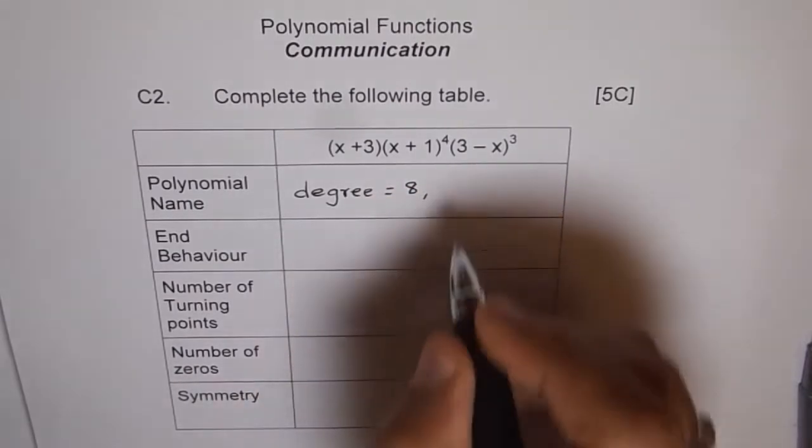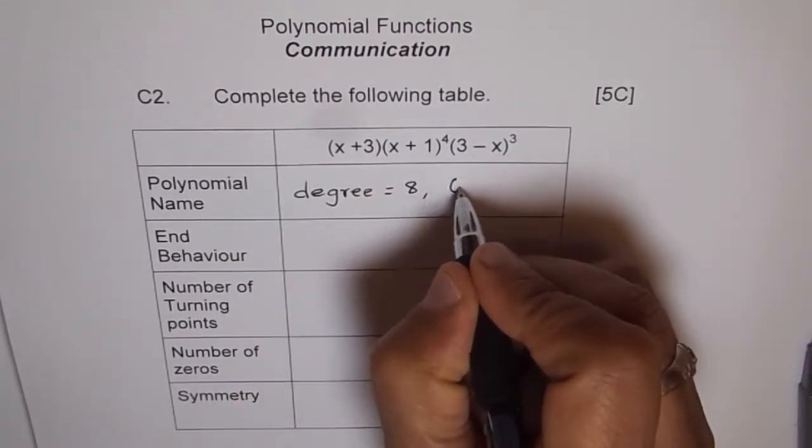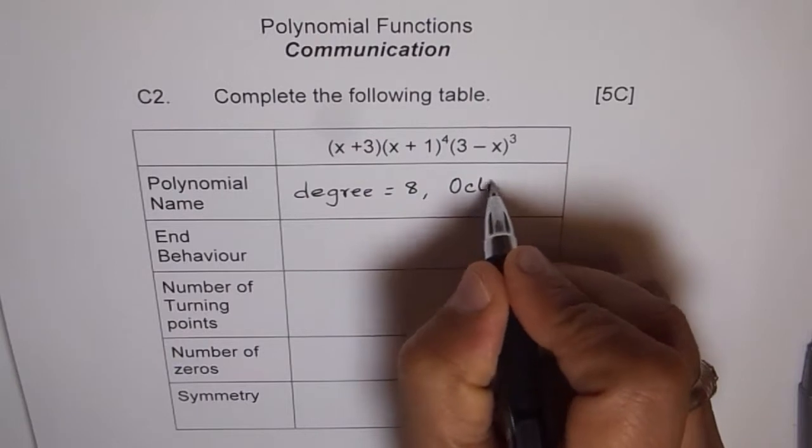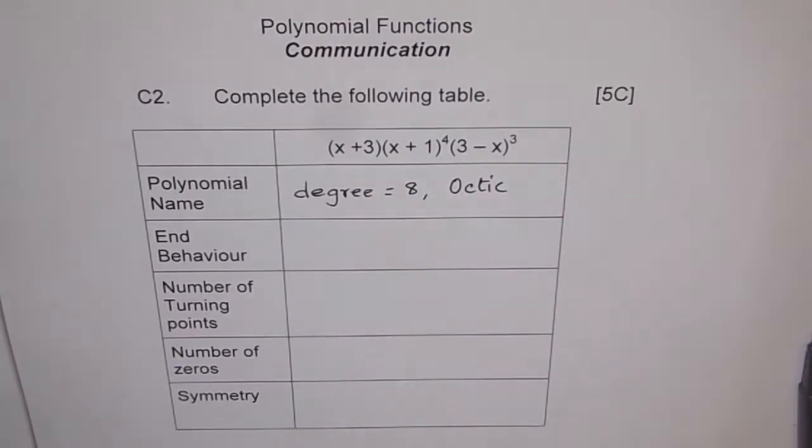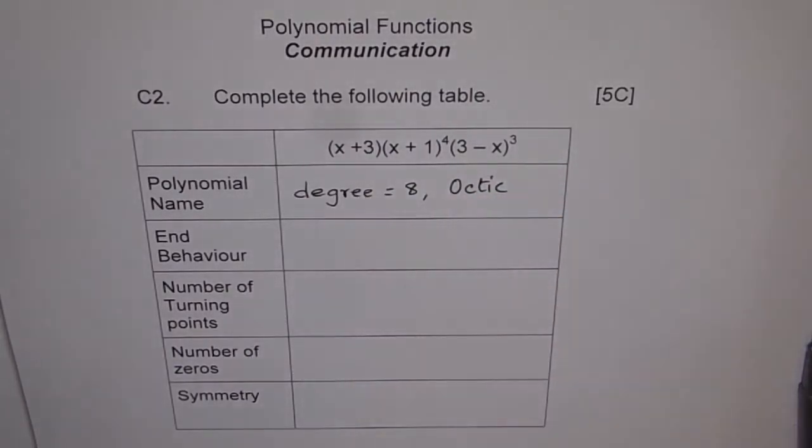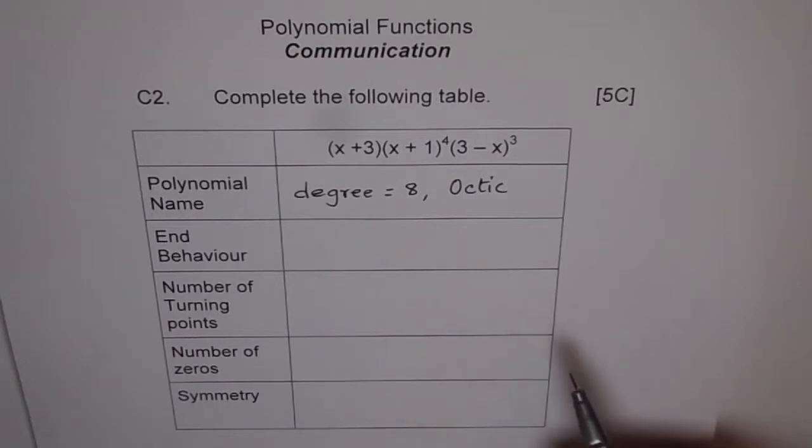So we name it as octic polynomial, octic polynomial. So that's the name of the polynomial. And behavior, number of turning points, and number of zeros. We can find out all these things from the equation itself. But it will be nice if we kind of sketch the diagram. So let's try to sketch it.